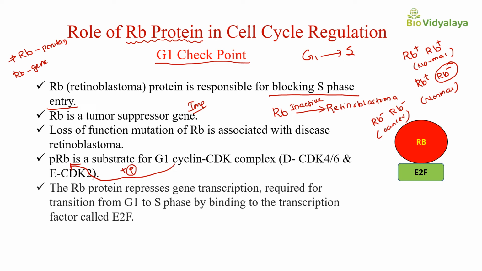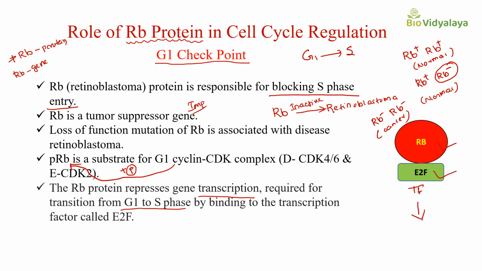And this RB protein represses gene transcription required for transition from G1 to S phase by binding to the transcription factor called E2F. Here you can see that this is RB protein, red color one, and this is E2F. E2F is a transcription factor. It is needed for the synthesis of proteins in S phase, like cyclin A and proteins required for DNA replication, which include DNA polymerase. So this E2F is required for the synthesis of S phase protein.